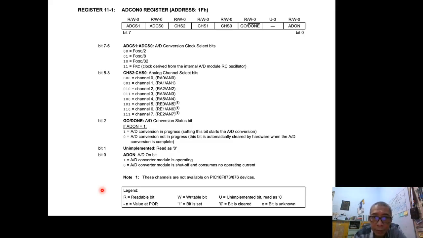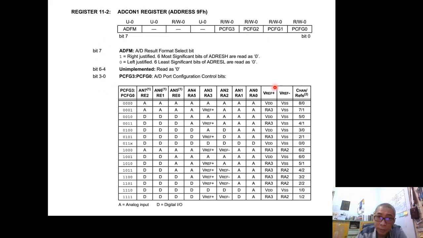Okay, so this is the ADCON register. You can see this register from the datasheet. It doesn't matter. If you want to select here, you need to know the register, but fortunately we have a C function, so we don't need to specifically use this register. And this is for the ADCON 1.